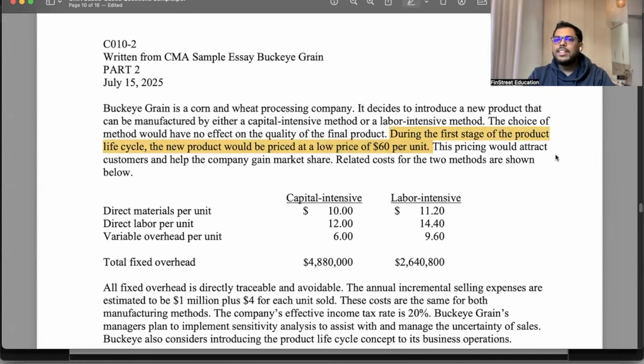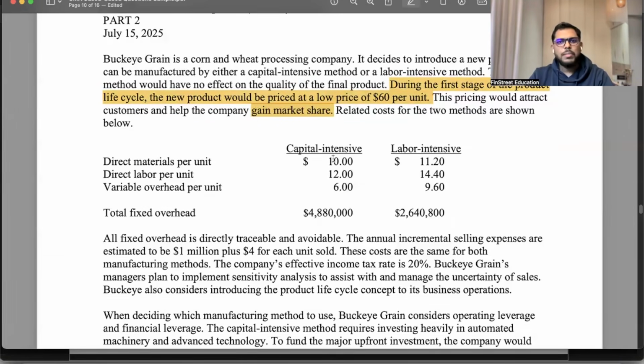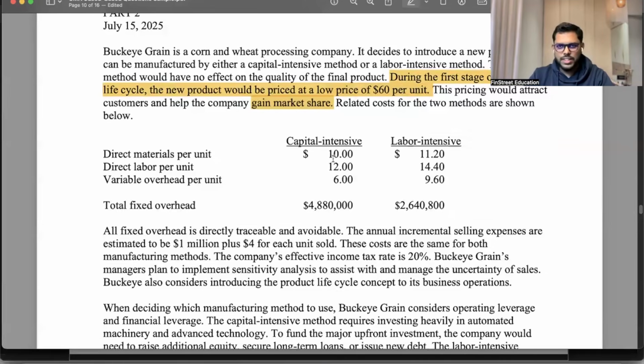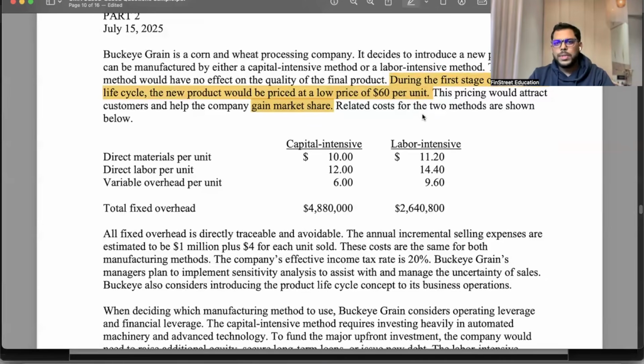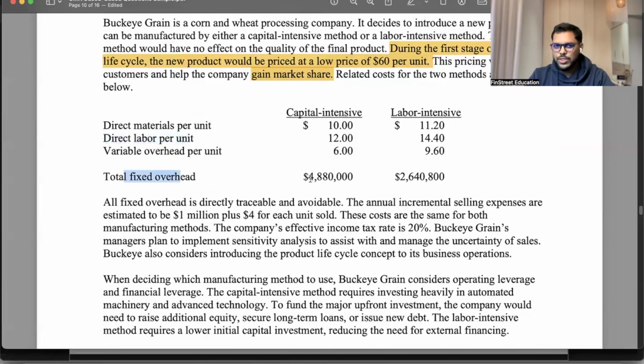Next. This pricing would attract customers and help the company gain market share. We have already discussed when we were studying section C, market share kya hota hai, we have studied. Related cost for the two methods are shown below. We have direct material for both methods, direct labor per unit again for both methods, variable overhead for both methods. Total fixed overhead is also given. Fixed overhead, total production pe rahega. This will be on per unit basis. They have also mentioned it per unit. Total fixed overhead, total level पे होता है.